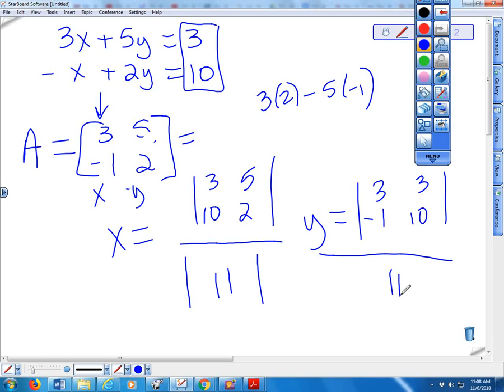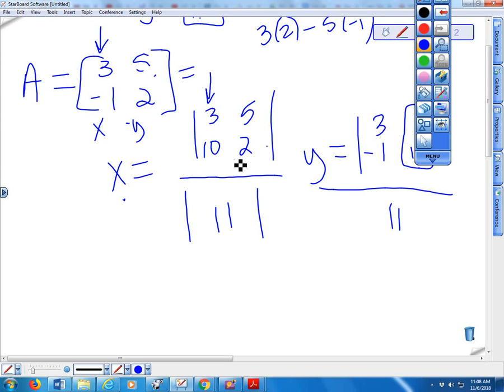Yes? I'm confused on where you put the 3 and 10. Yep. If I'm trying to find x, I'm going to put the constants in the x column, the first column. And I'm going to leave the second column the same. Oh, okay. And if I want to find y, I'm going to replace the y column, which is this column, with the constants and leave the x column the same. Does that make sense? Yeah. Good question.